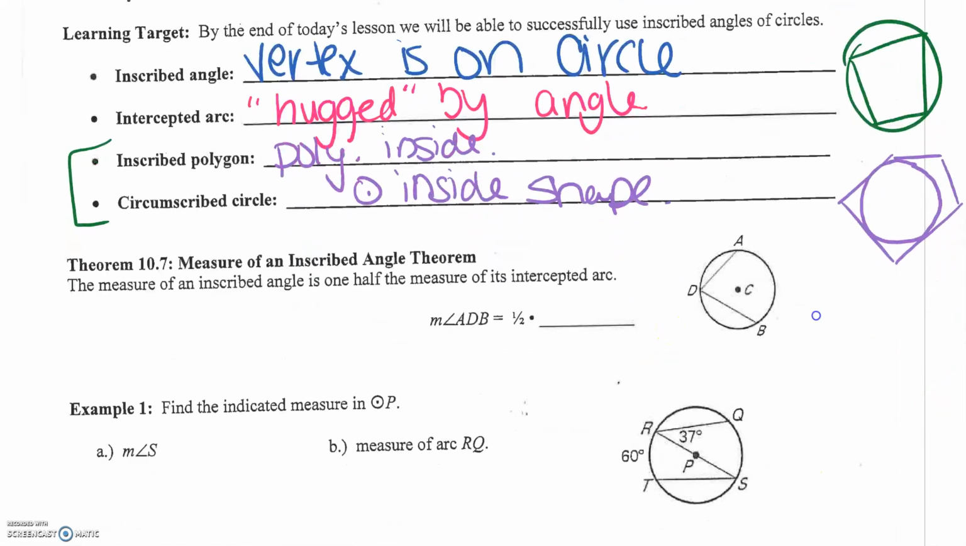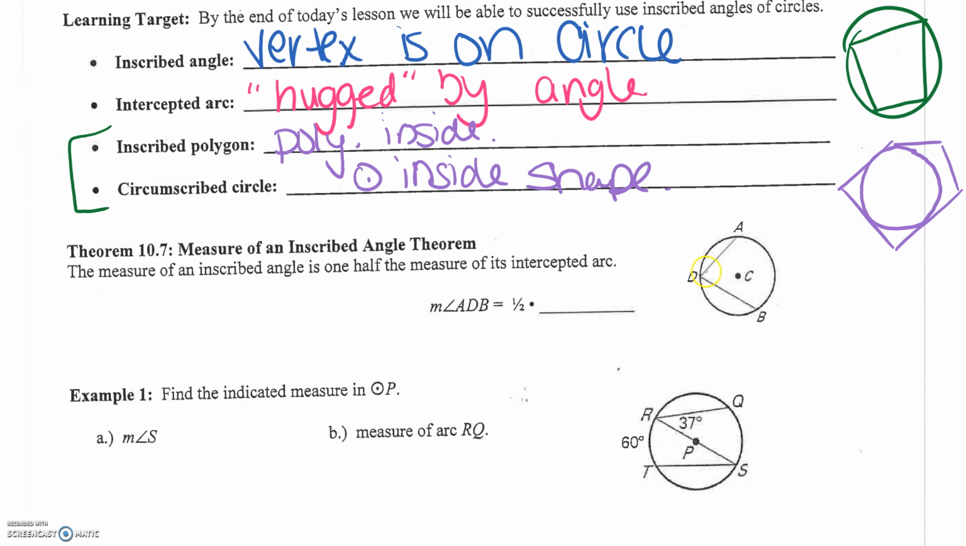Okay? Intercepted arcs are actually very, very simple. Whatever the measure of the angle is, the measure of the arc is double that. Or you could say whatever the arc is, the angle is half of the arc. Do another one. If this angle is 80, then the measure of this arc is 160.